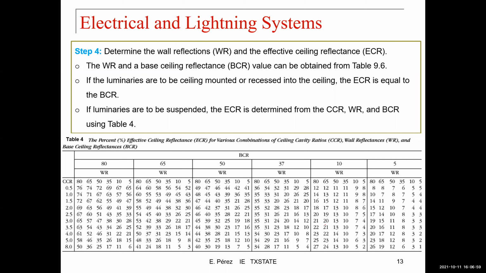So for example, for a BCR of 80, a WR of 50, and a CCR of 1.5, we're going to get an ECR of 62.